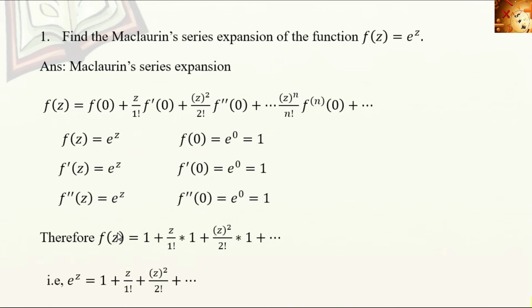Up to nth derivative, the derivative becomes e raised to z, and at the point 0, the derivative's value will be 1. Therefore, f of z is equal to, substituting the values in the series expansion, f of 0 into 1 plus z by 1 factorial into 1 plus z square by 2 factorial into 1 plus etc. Here f of z equal to e raised to z, that is e raised to z equal to 1 plus z by 1 factorial plus z square by 2 factorial plus etc. So this is the Maclaurin series expansion of e raised to z.